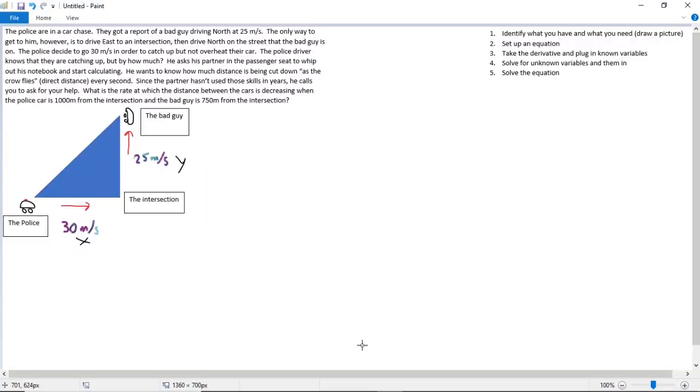Hello, my name is Mason Teal, and this is my video tutorial on how to solve a related rates problem. On the left is the problem, and on the right are the steps to solve it. So let's read the problem.